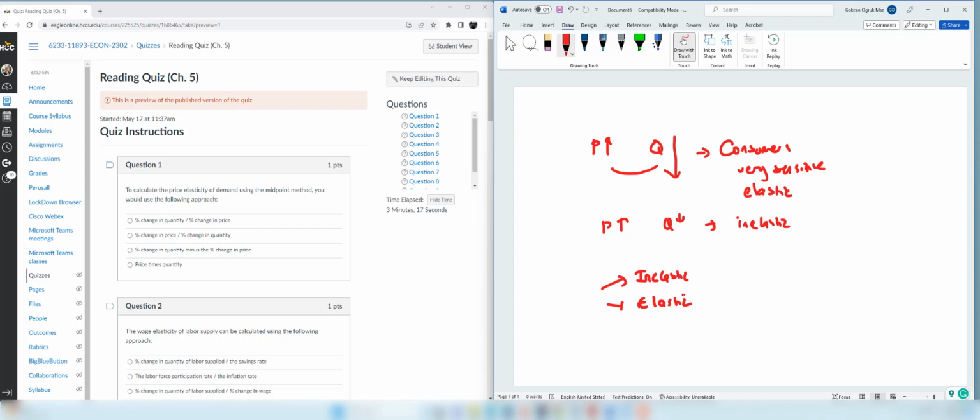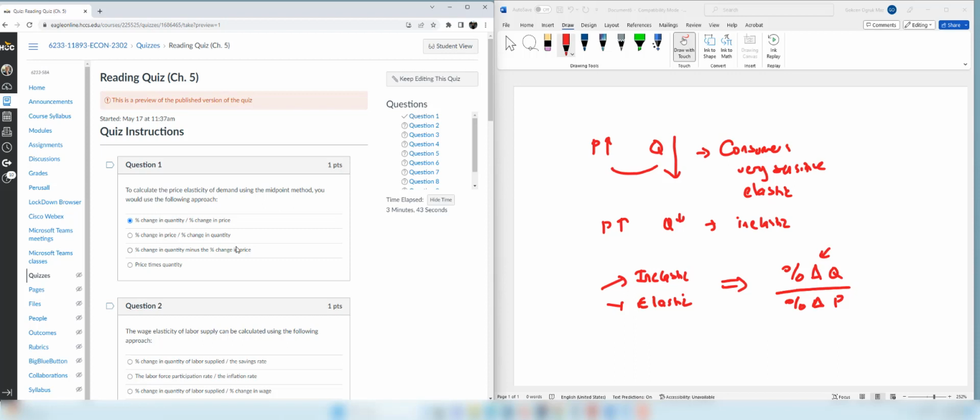So given this information, let's answer the questions in the reading quiz. First question, to calculate price elasticity of demand using the midpoint method, you would use the following approach. Elasticity is calculated as percentage change, this delta represents change, in quantity divided by percentage change in price. Therefore, the right answer is the first one, percentage change in quantity divided by percentage change in price. For elasticities, quantity is always in the numerator and the price in dollar terms is always in the denominator.